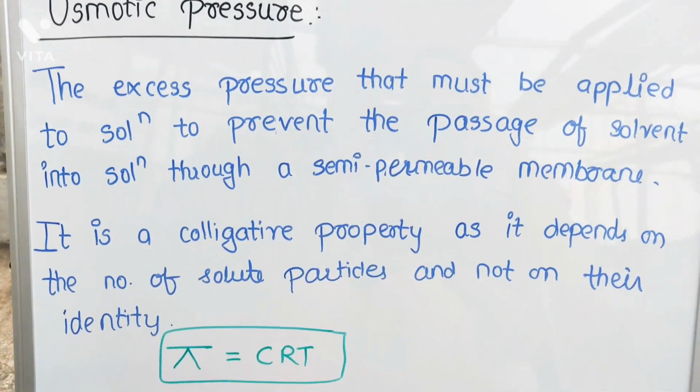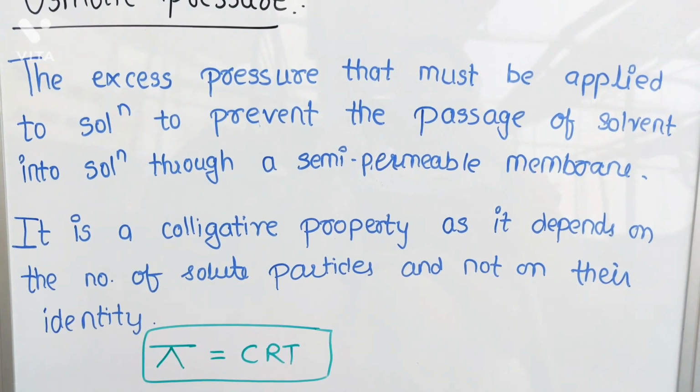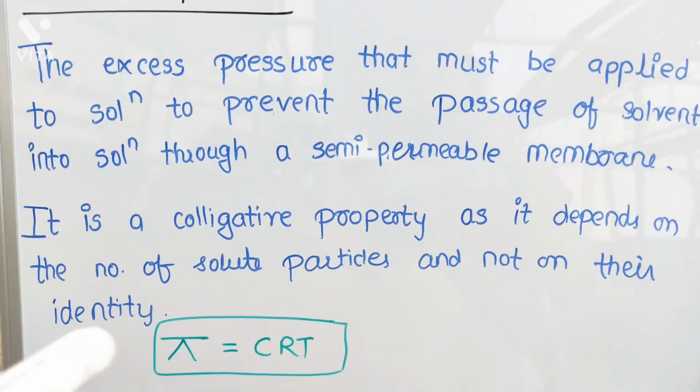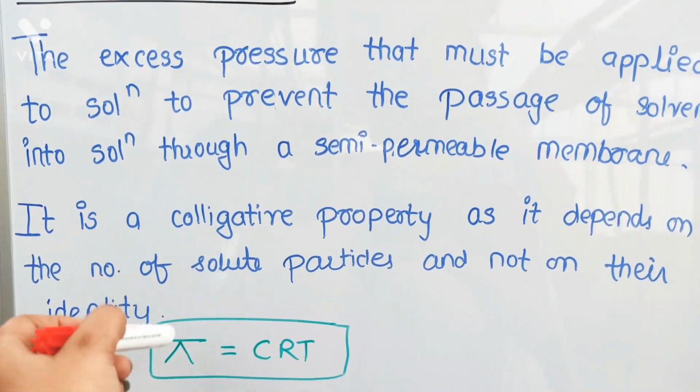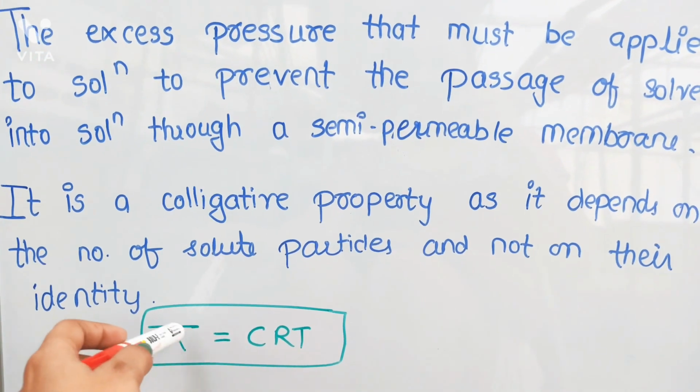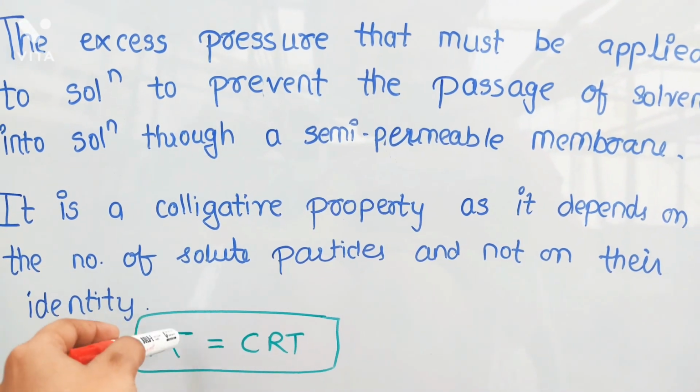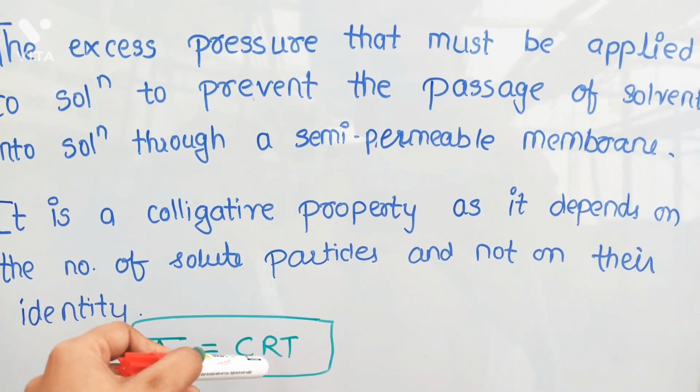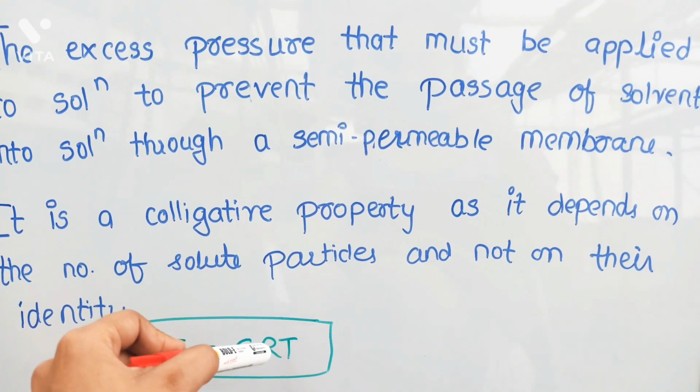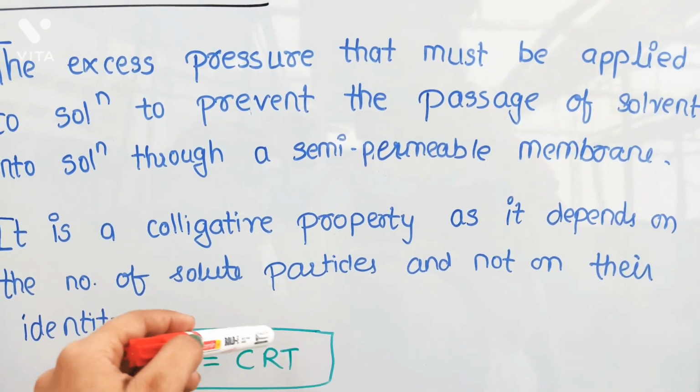The osmotic pressure can be calculated by the equation pi equals CRT. So pi represents the osmotic pressure, C is the concentration of the solute, R is the gas constant, and T is the temperature.